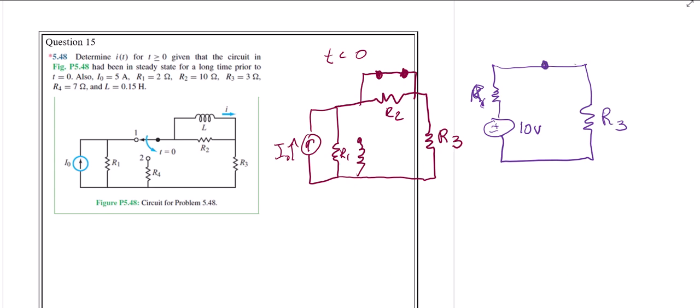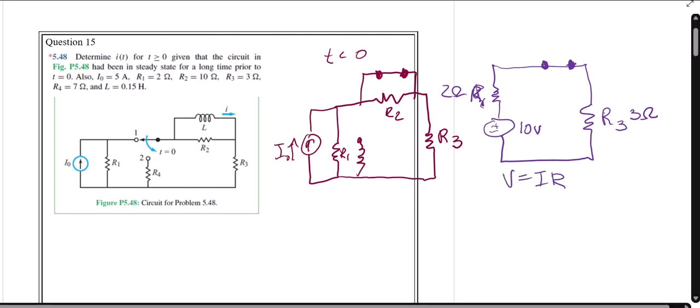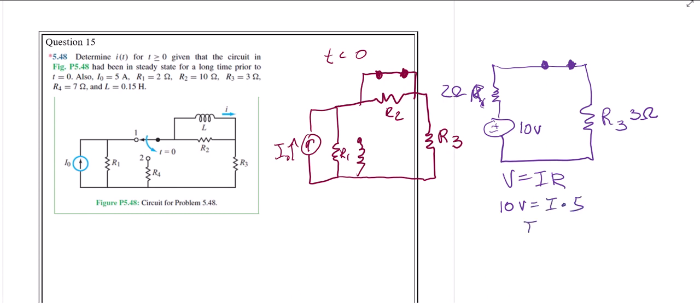The inductor is right here. It's not doing anything, but it's right there. R1 is 2 ohms. Well, actually, it is doing something. It's charged. It has energy in it. And R3 is 3 ohms. So at this point, I have a simple circuit. I've got a couple resistors and a voltage source. I can find the current. V equals IR. 10 volts equals I times 5, or I equals 2 amps.